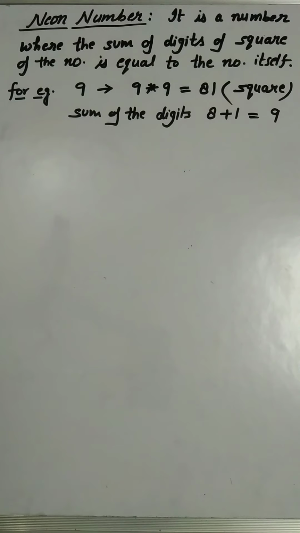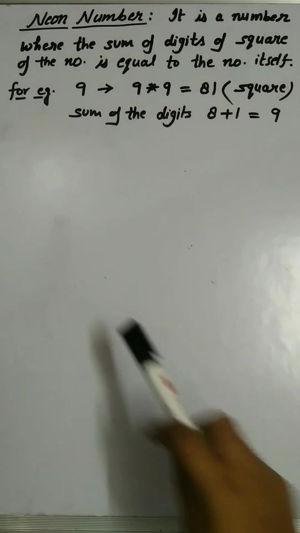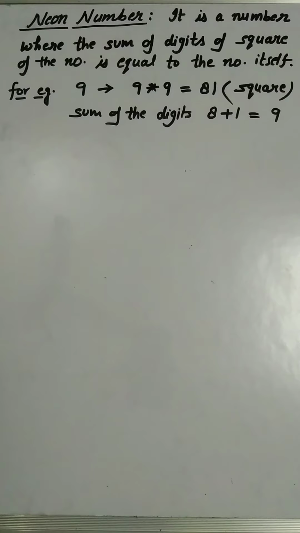Today we are going to discuss a problem. It's a neon number. First of all, what is the neon number? It is a number where the sum of digits of the square of the number is equal to the number itself. Here is the example. In neon numbers, only two numbers are there, 1 and 9.